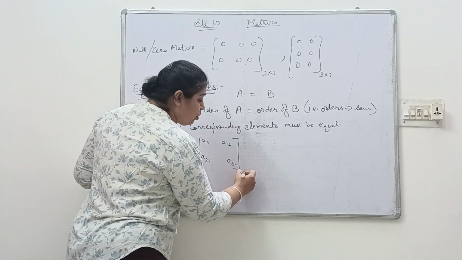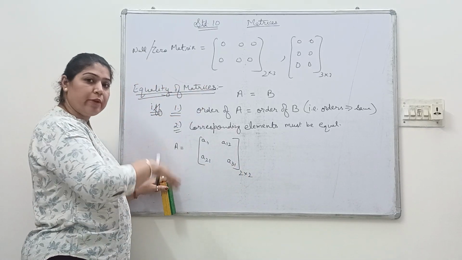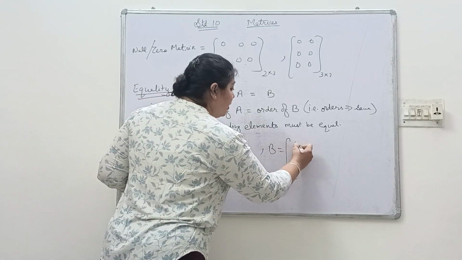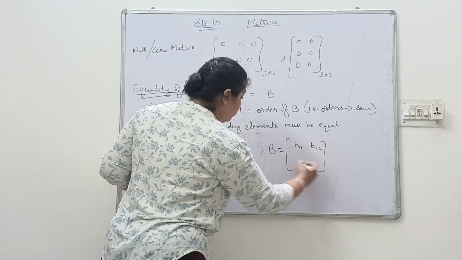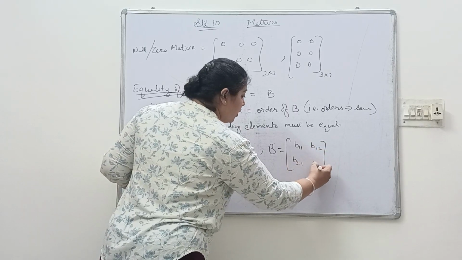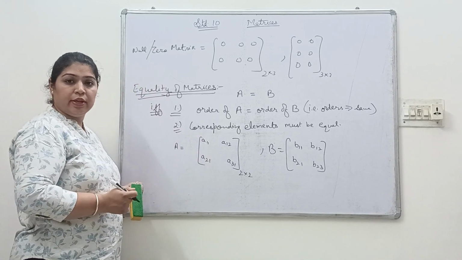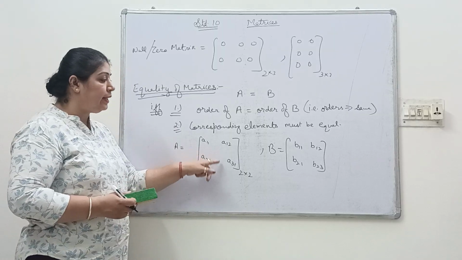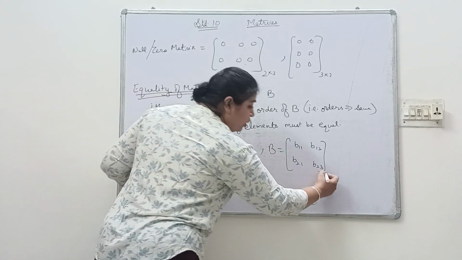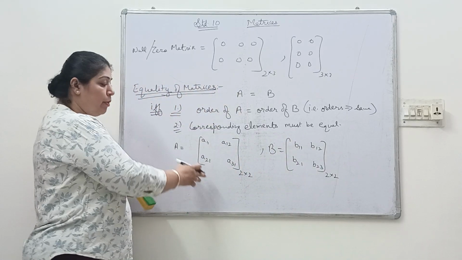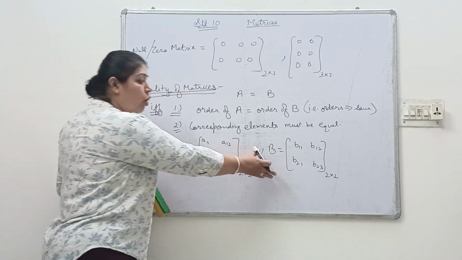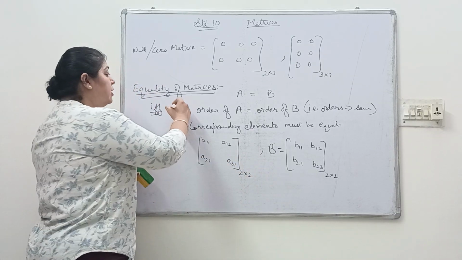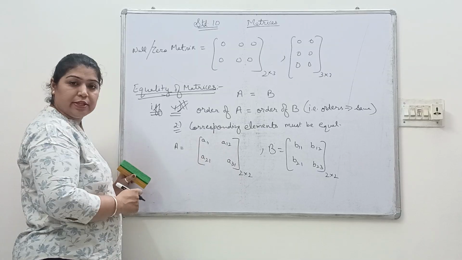A31, a matrix of order 2 by 2 or a square matrix of order 2, and a matrix B having values B11, B12, B21, B22. Let us suppose we are having these two matrices with us, and if we are saying that these two matrices are equal, we need to check their orders first. Order of matrix A is 2 by 2, order of matrix B is 2 by 2. That means their order is the same. That is our first condition, fulfilled by the given matrices.